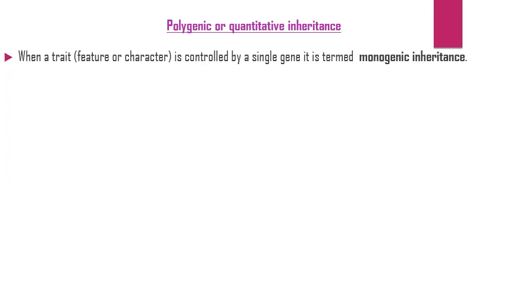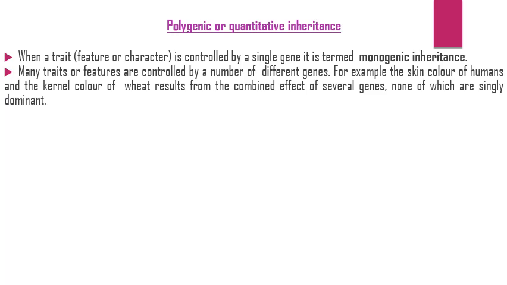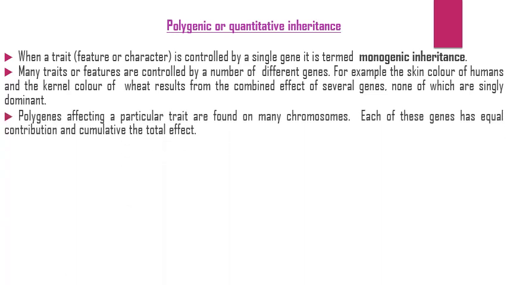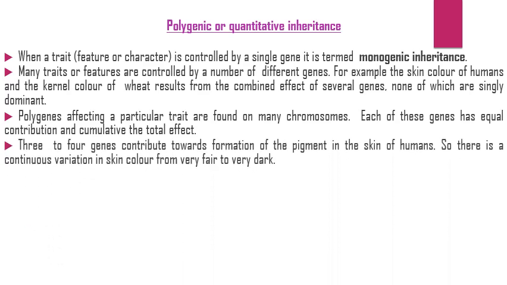Polygenic or quantitative inheritance. When a trait is controlled by a single gene, it is termed monogenic inheritance. Many traits or features are controlled by a number of different genes. For example, the skin color of human and the kernel color of wheat result from the combined effect of several genes, none of which are singly dominant. Polygenes affecting a particular trait are found in many chromosomes. Each of these genes has equal contribution and the total effect is cumulative.